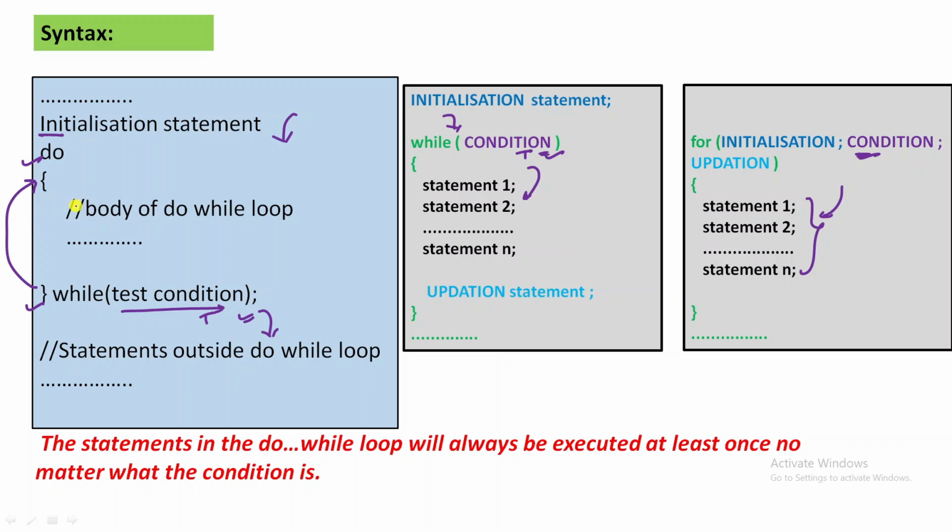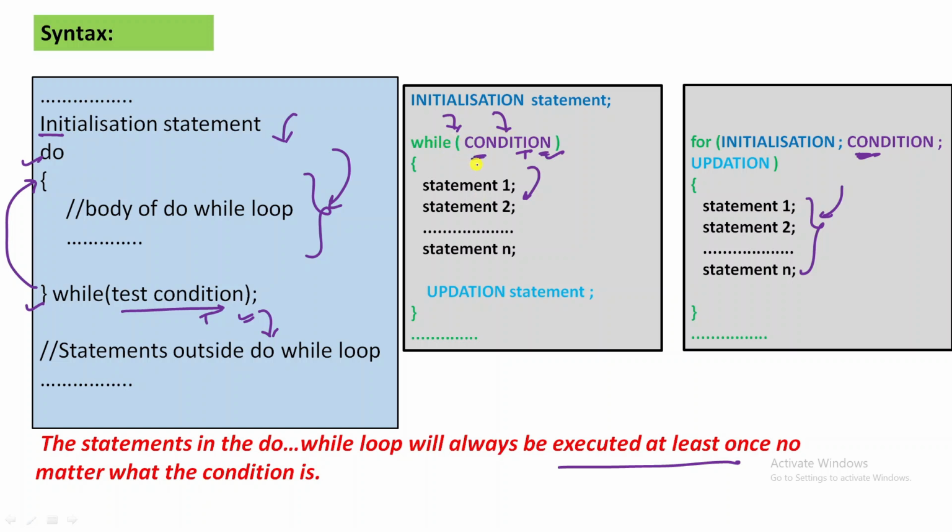So basically the difference in the do while loop with respect to the other loops is that the body of the do while loop is executed at least once. After executing this body once, we check the condition, and if this condition becomes false, we simply come outside.